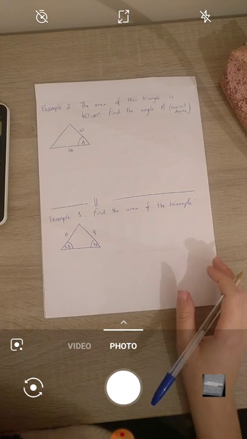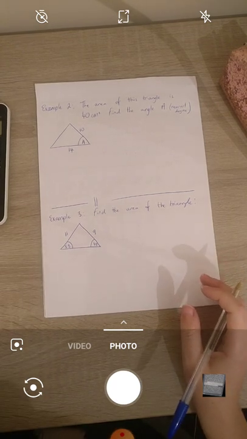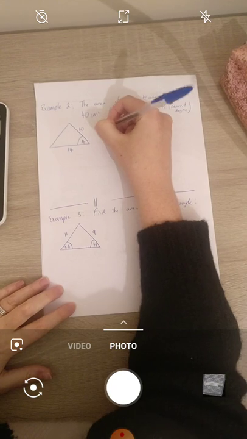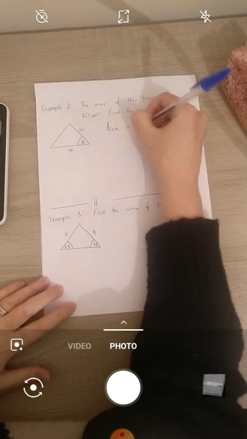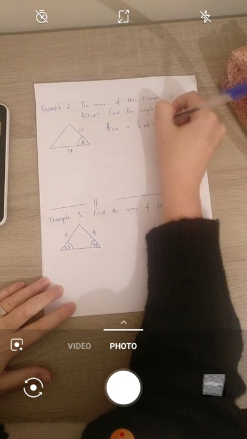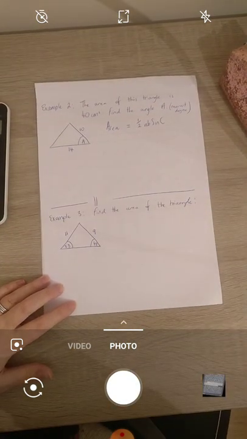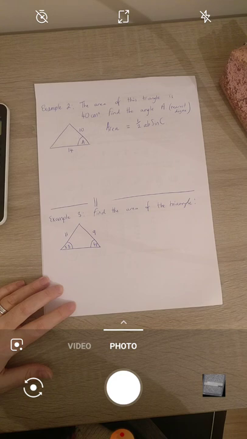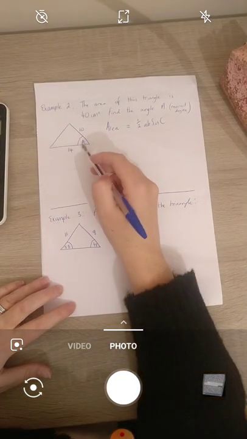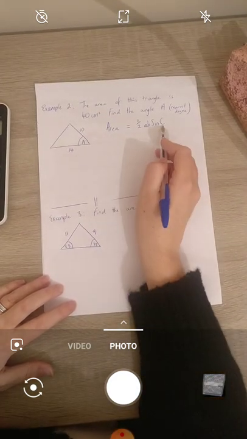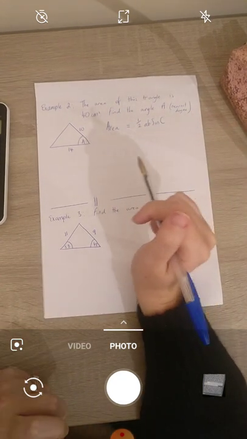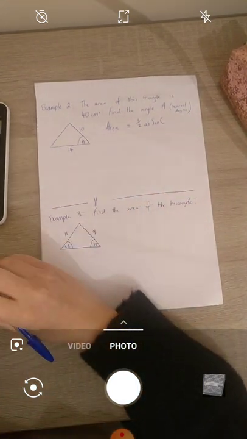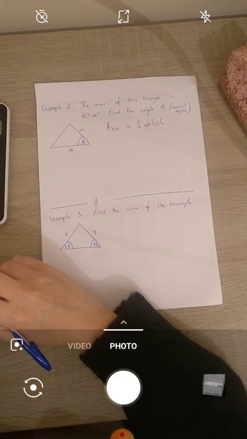So the area of a triangle is 40 centimeters squared. The first thing I'm going to do is write down my formula. Area equals half ab sine C. Don't worry about the notation. I'm writing down sine C here, but we're trying to find angle A. That doesn't matter at all. Don't worry about the way the notation is written or what letters are being used. It doesn't affect the answer here.